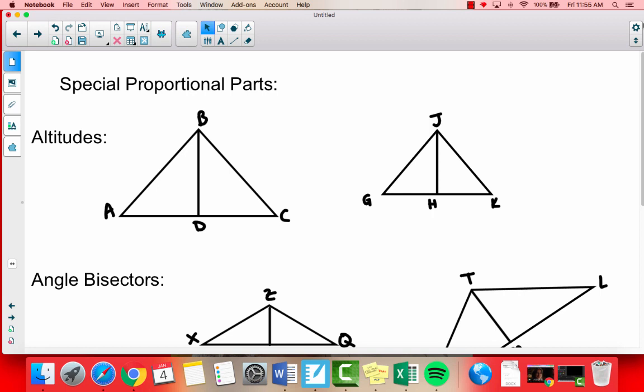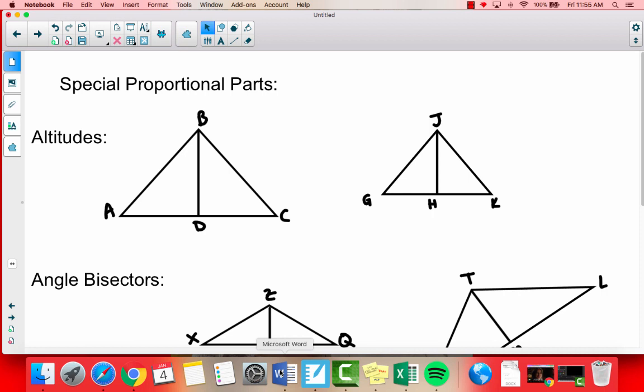We're going to be just setting proportions up every time, and what you should notice is that each rule is basically going to be set up the same way. So the only difference is you just have to be able to identify what special segment you're working with, because if you can do that, then you can set up a proportion the same each time.